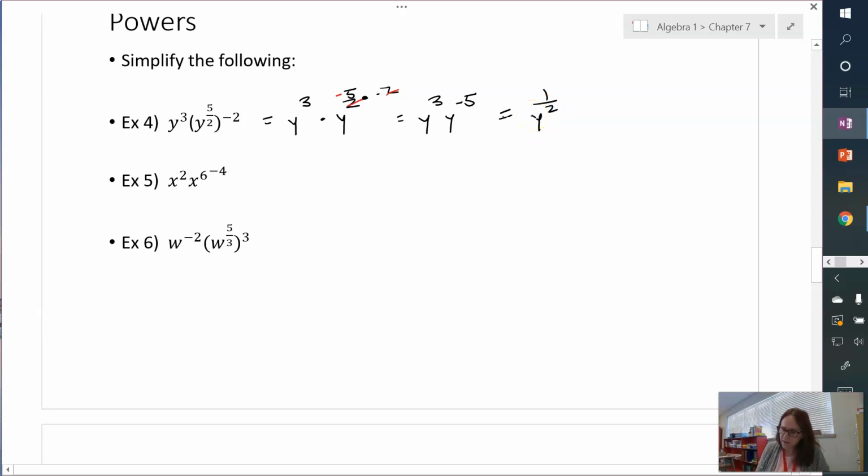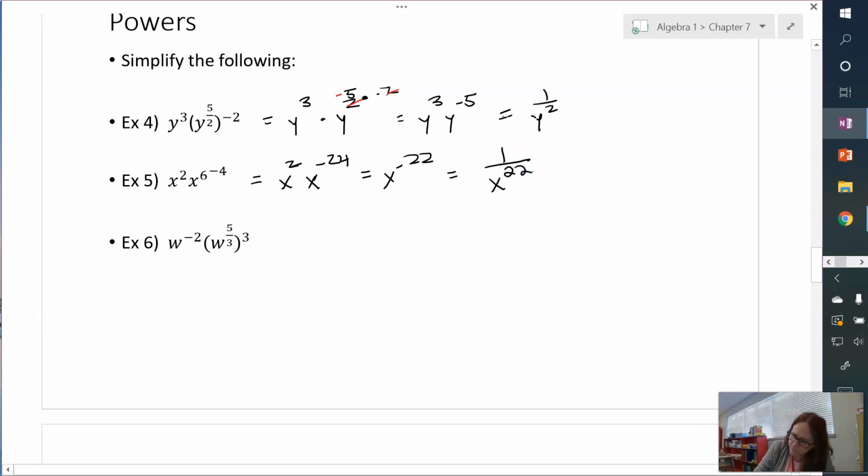All right, next one, I have x to the 2, which is x squared, times x to the 6 raised to the -4. So x squared, that just stays as it is. Now I've got x to the 6 to the -4, so I'm going to multiply those exponents together, and I get x to the -24. Now I'm just multiplying the same base, so I get x to the -22. Move that downstairs, 1 over x to the 22.